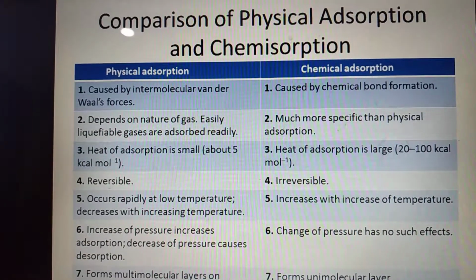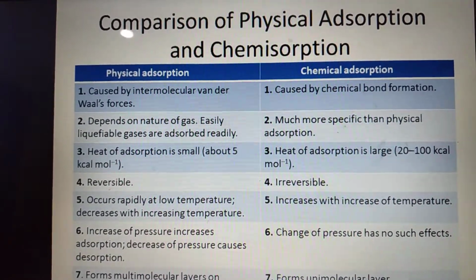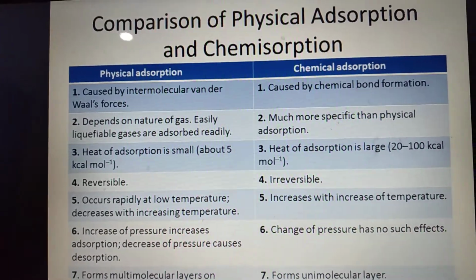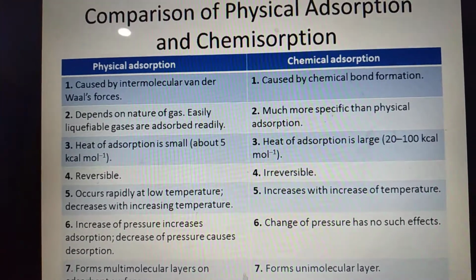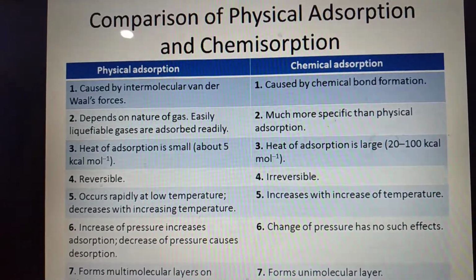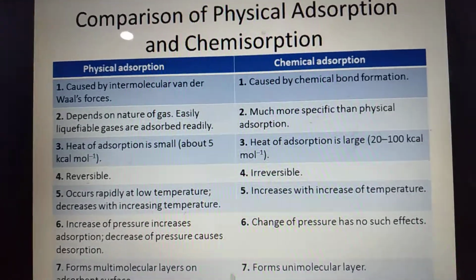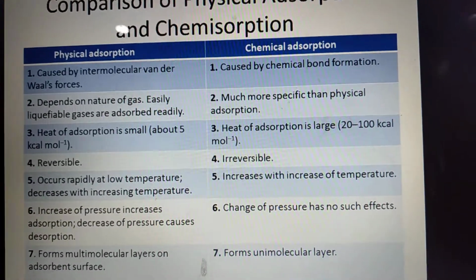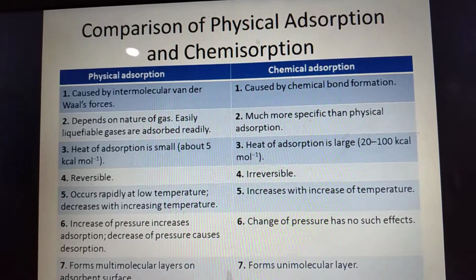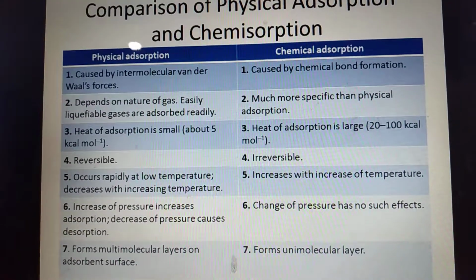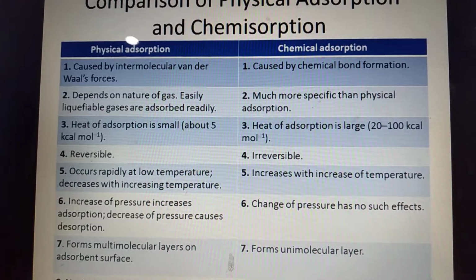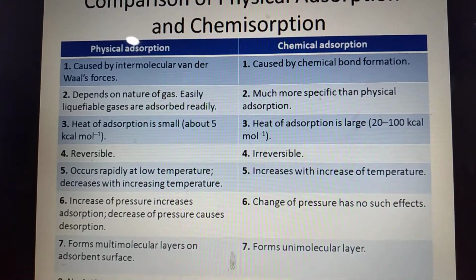Number two, physical adsorption depends on the nature of the gas. Easily liquefiable gases are adsorbed readily, while chemisorption is much more specific than physical adsorption. Number three, in physical adsorption the heat of adsorption is small, while in chemical adsorption the heat of adsorption is large, from 20 to 100 kilocalories per mole, while in physical adsorption it is only about 5 kilocalories per mole. Number four, physical adsorption is a reversible process, while chemical adsorption is irreversible.